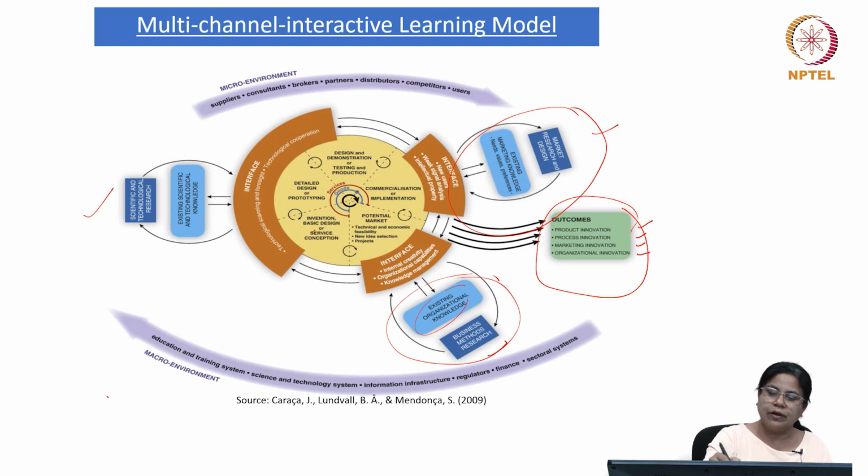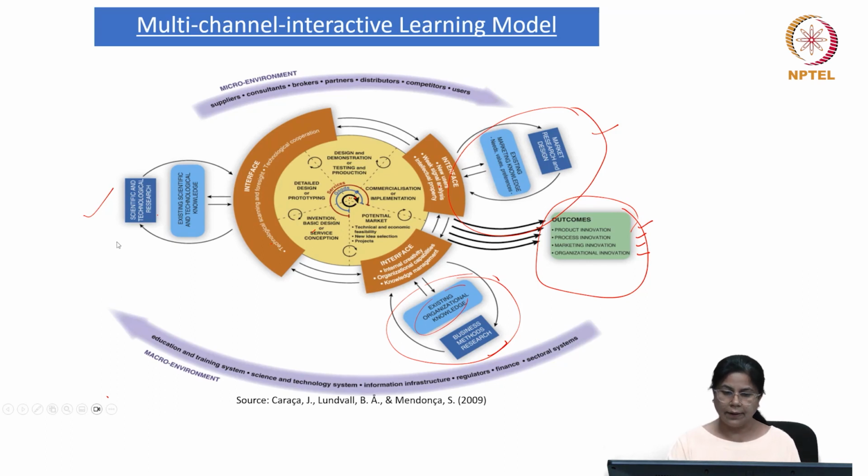Then there is an interface with respect to the IP or with respect to the organizational capabilities or technological cooperation, and at the core is the process through which the ideas come into final product, which includes identifying the potential market and inventions, designing, prototyping, and demonstrating, testing, and final commercialization. So these interfaces are also very important. Why? Because they help the organization in learning and coming up with newer ideas.